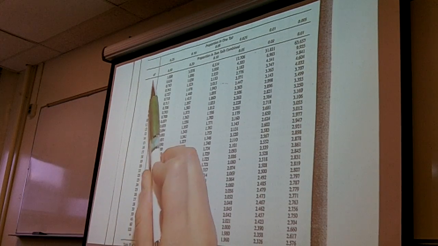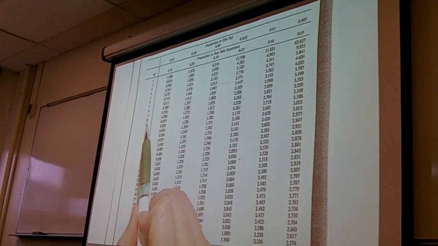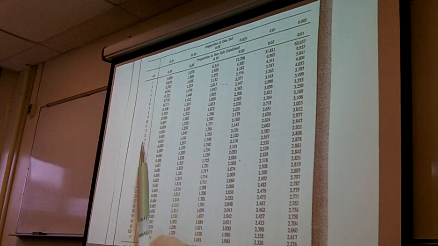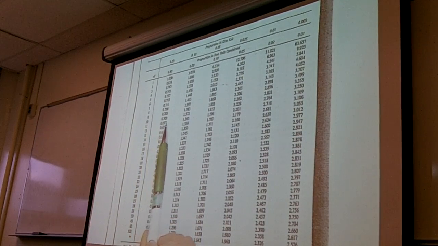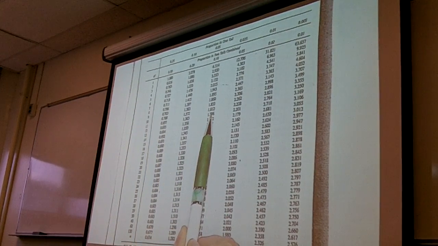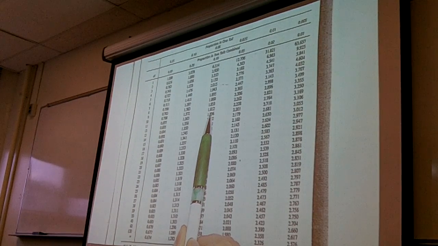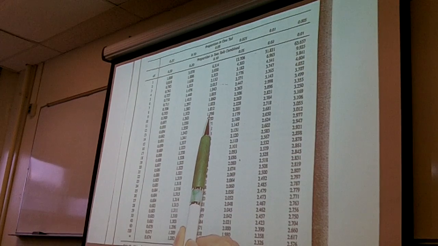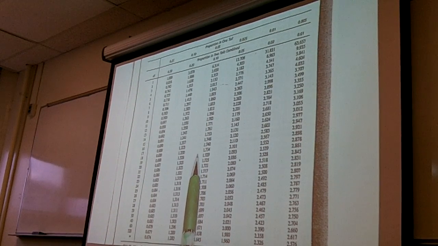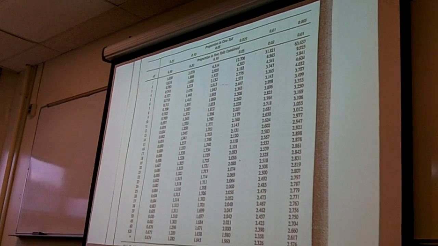Degrees of freedom 10. So I'm going to come down here, find degrees of freedom 10, and move over to the column that's for alpha 0.05 in one tail, that middle column, and I get 1.812. Now, our alpha that we're using is 0.05, so that's out to 2 decimal places.